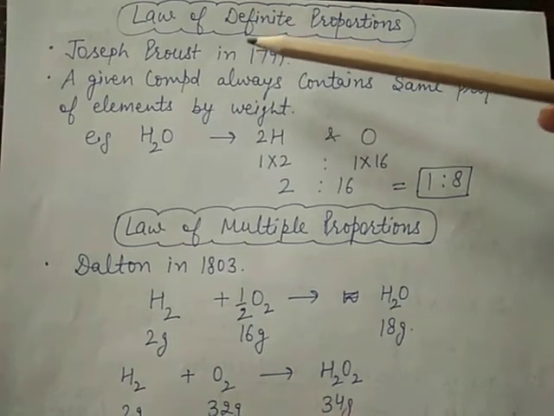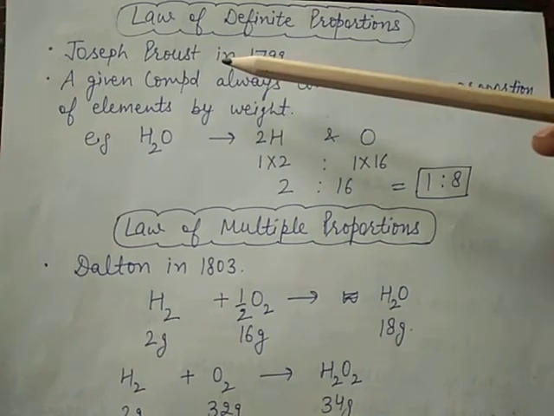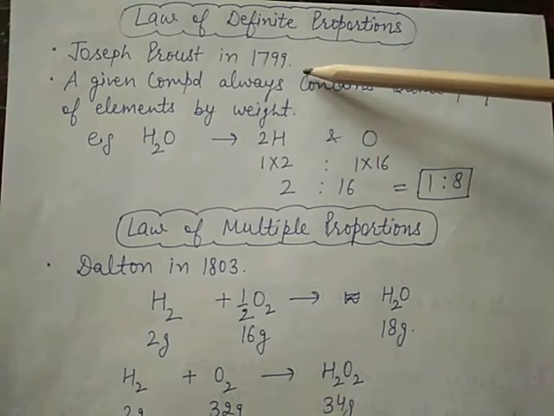Today I will discuss the law of definite proportion. This law was given by Johannes Proust in 1799.